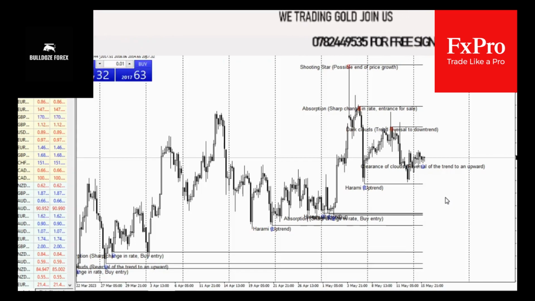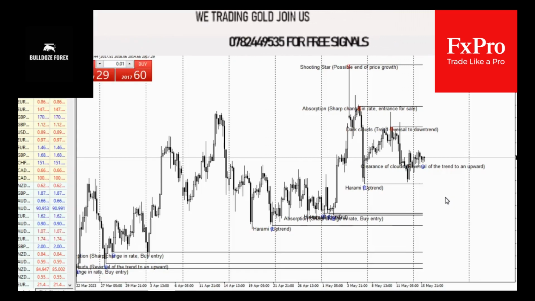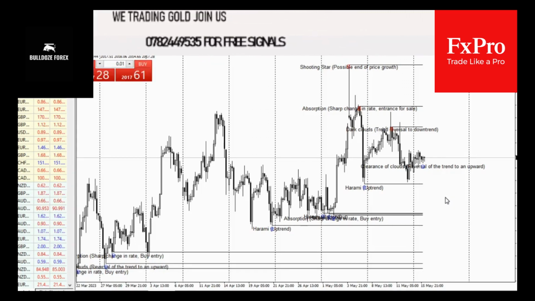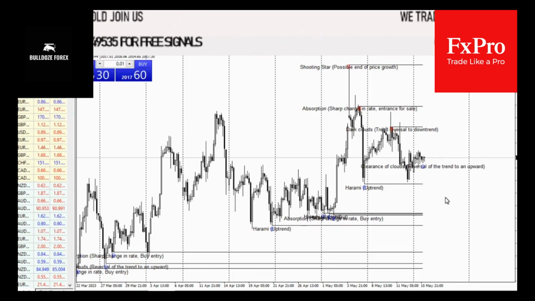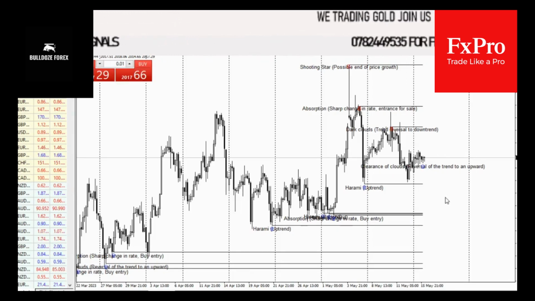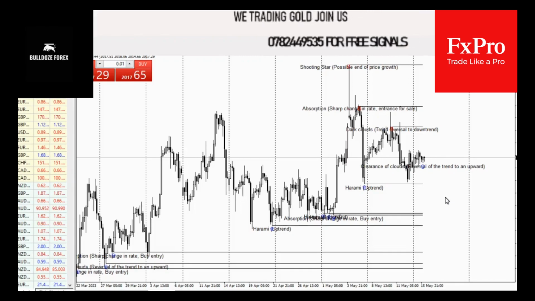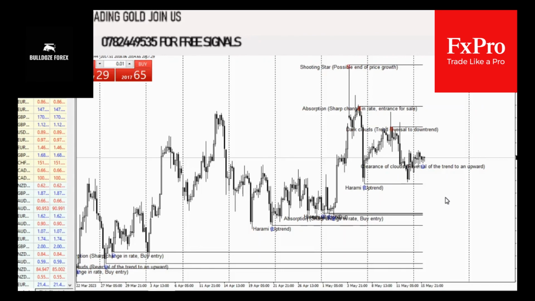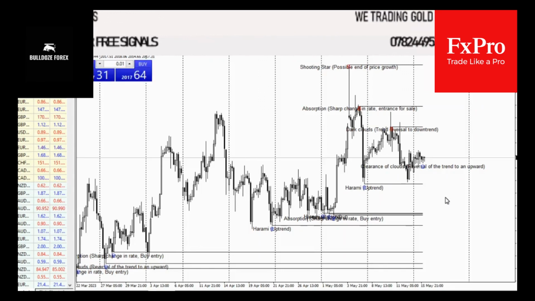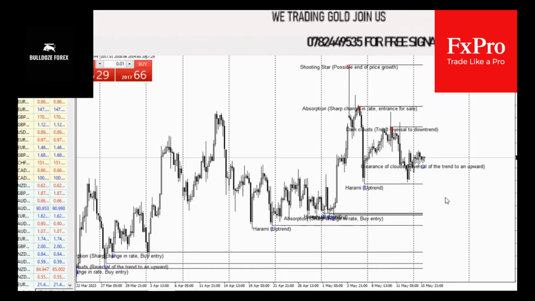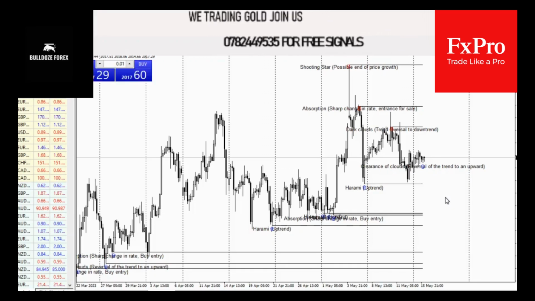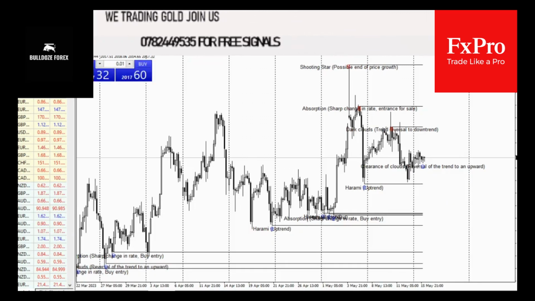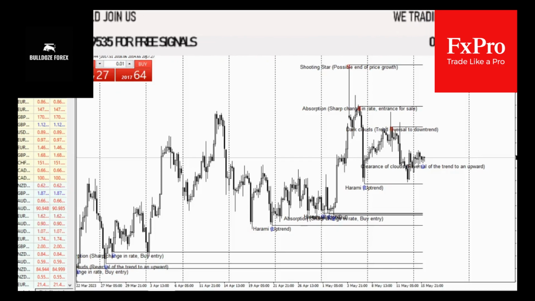So the system has the power of identifying the support for you when it gives you a signal for buy, and it also has the power of identifying the resistance for you when it gives you a signal for sell. Okay, so let's first analyze our buys. Let me make the screen unlive here.